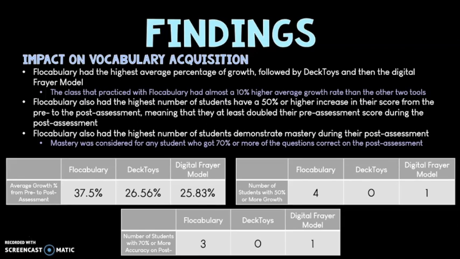The data also showed that Flocabulary had the highest number of students who had at least 50% growth rate increase from the pre to the post assessment, meaning that they at least doubled their score from the beginning to the end of the unit. Students who used Flocabulary also had the highest number of mastery scores on the post assessment. Again, this data makes sense because Flocabulary gave students the most opportunity to practice both knowledge and application-based questions. Students couldn't achieve mastery on the assessment if they were not able to complete both types of questions, as 50% of the post-assessment was knowledge-based and the other 50% was application-based.